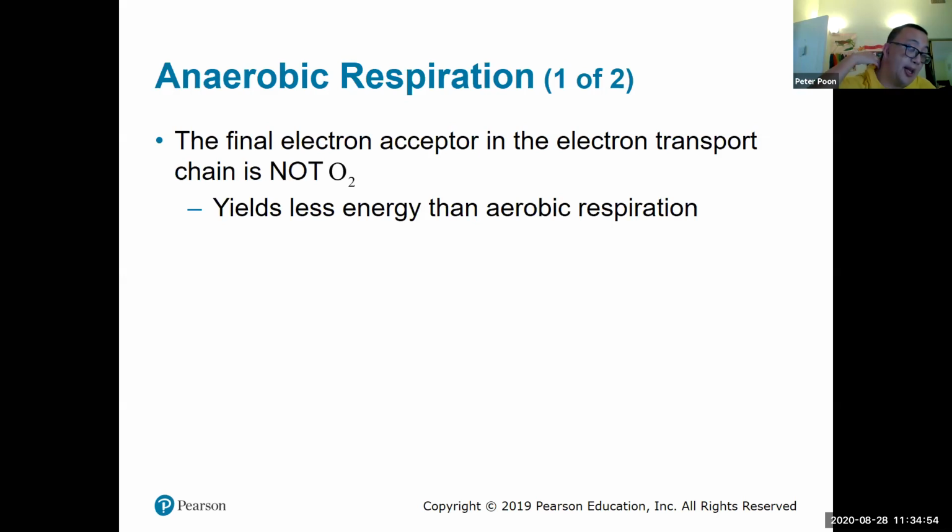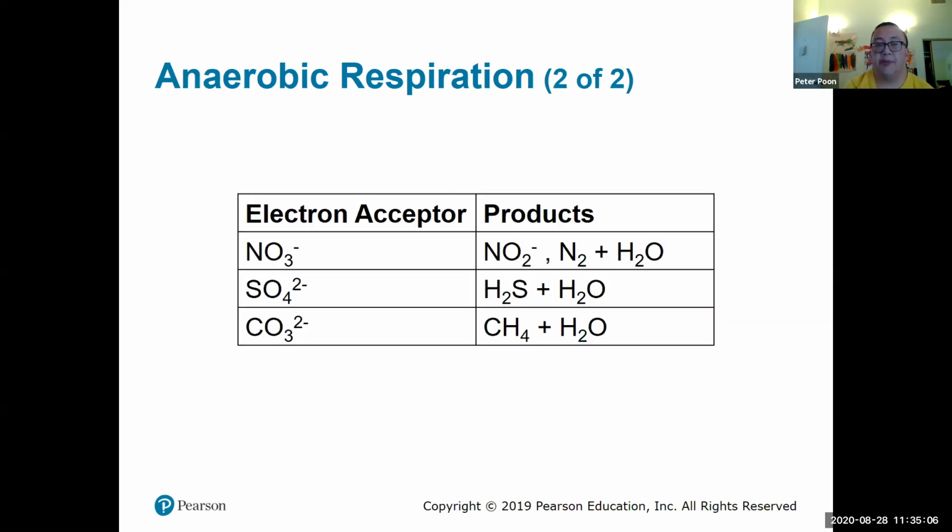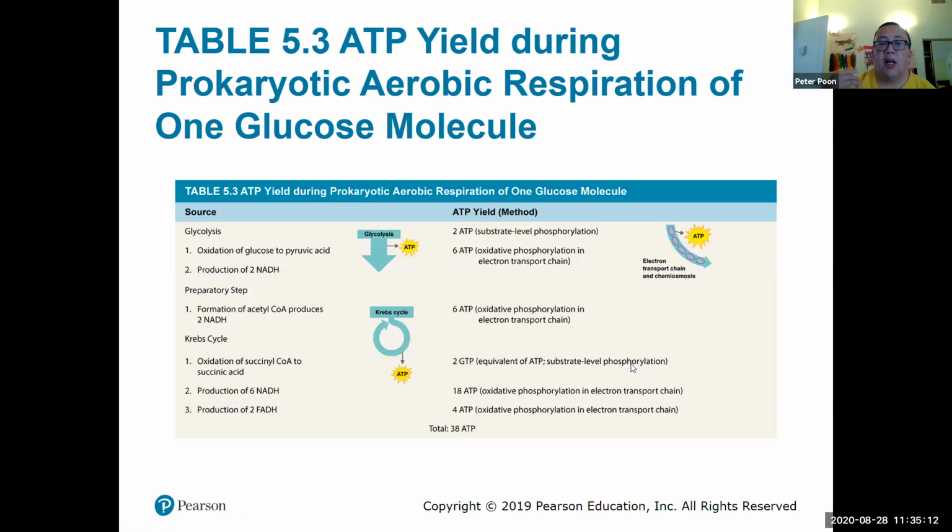Anaerobic reactions: in anaerobic reactions, the final electron acceptor is not oxygen, and therefore it yields less energy than aerobic respiration. So here are some of the electron acceptors. They end up with different amounts of ATP, but not the maximum 38, which is what oxygen gives.